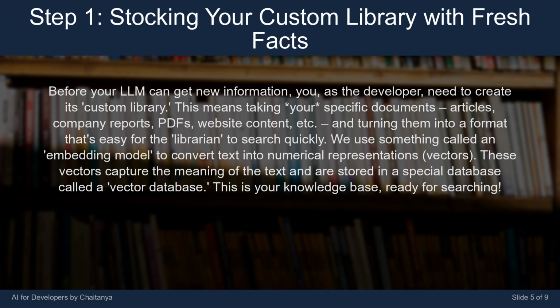Before your LLM can get new information, you, as the developer, need to create its custom library. This means taking your specific documents, articles, company reports, PDFs, website content, etc., and turning them into a format that's easy for the librarian to search quickly. We use something called an embedding model to convert text into numerical representations. Vectors. These vectors capture the meaning of the text and are stored in a special database called a vector database. This is your knowledge base, ready for searching.